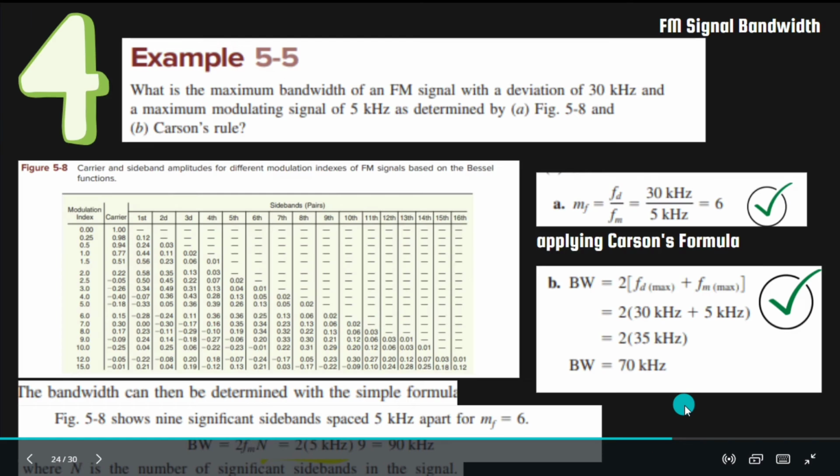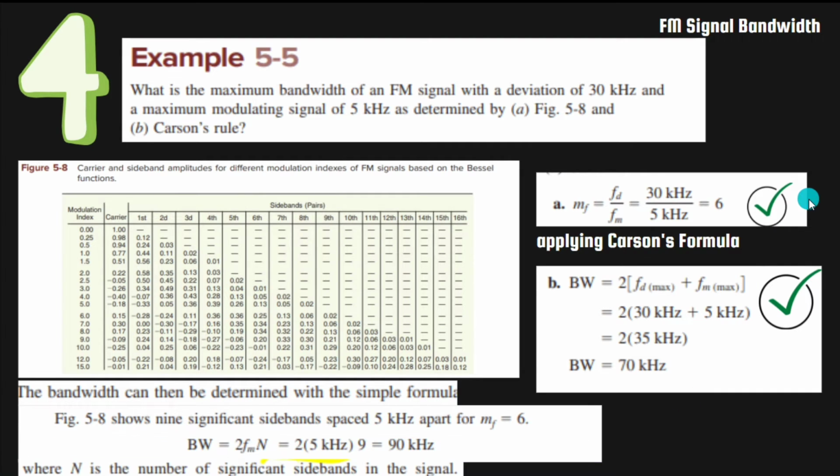So next, we have a problem about FM signal bandwidth. So what is the maximum bandwidth of an FM signal with a deviation of 30 kHz and a maximum modulating signal of 5 kHz as determined by figure 5.8 here and by Carson's rule?